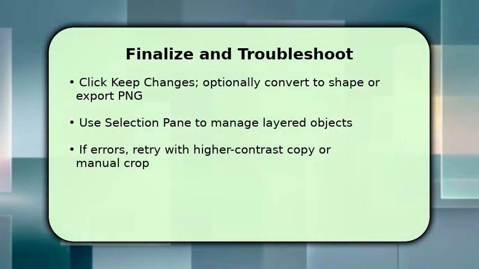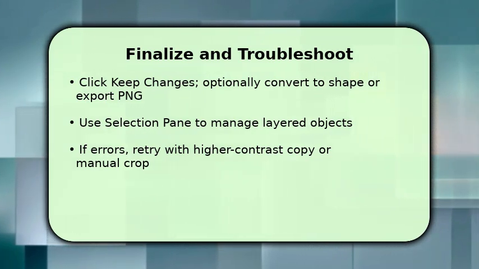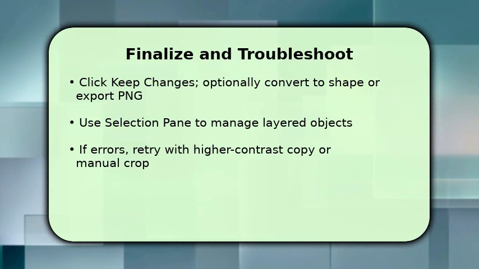The background becomes transparent. If you need the cutout as an object, right-click and save as picture, or convert the image to a shape for vector-like edits.